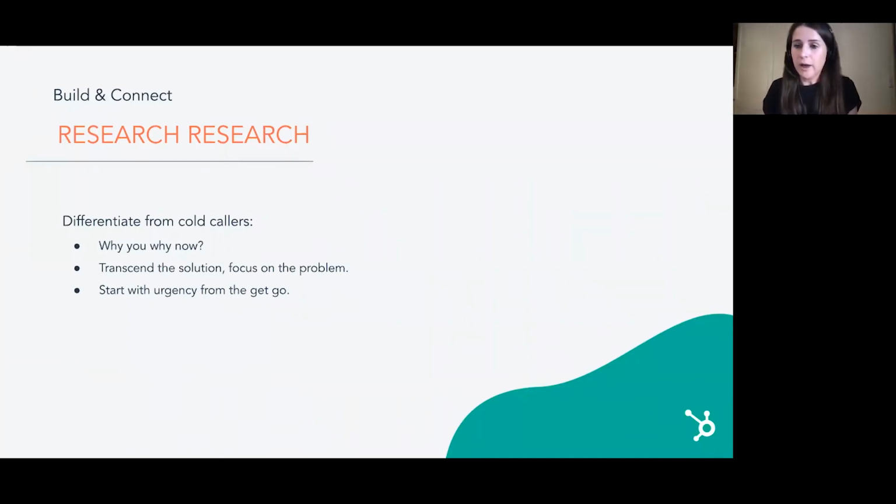Like, are you a privacy tech solution and this company needs to be GDPR compliant? Or did they just hire someone, are they hiring loads of staff in your HR tech company, and this will solve their needs? So try to find different levers to create some sort of urgency from the get-go, to really lean into that and try to shorten the sales cycle. Depending on your industry, you might have a longer sales cycle, but starting with that urgency can help to shorten the sales cycle from the get-go.